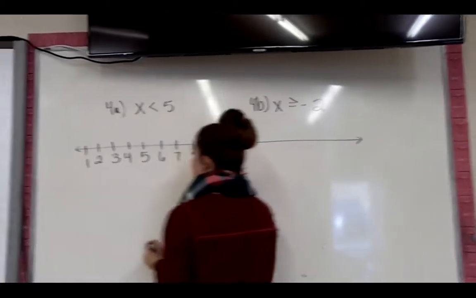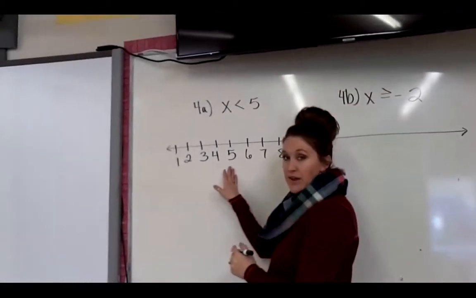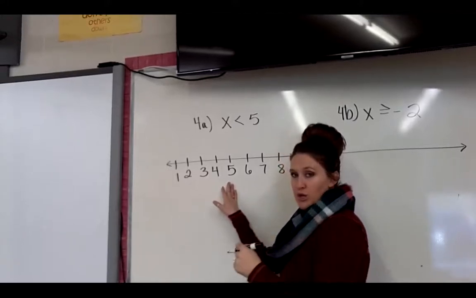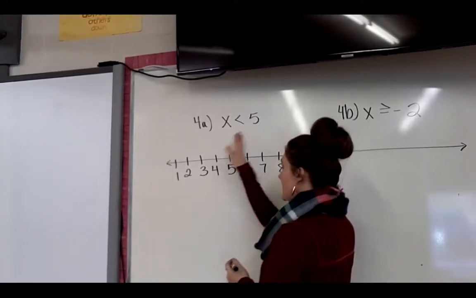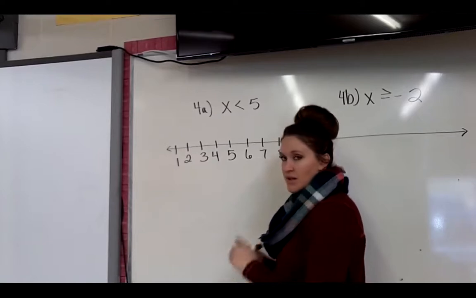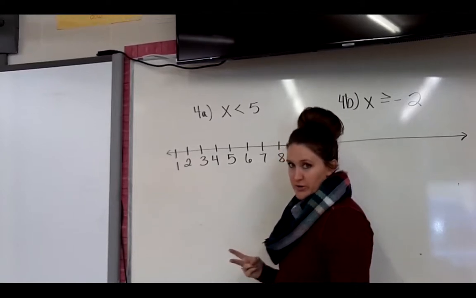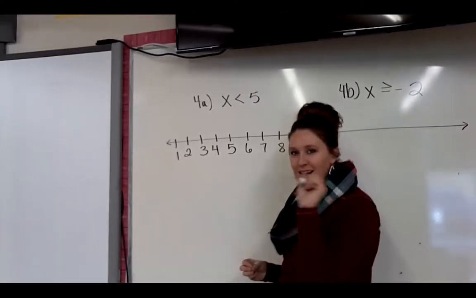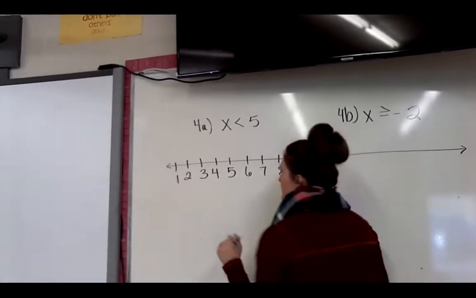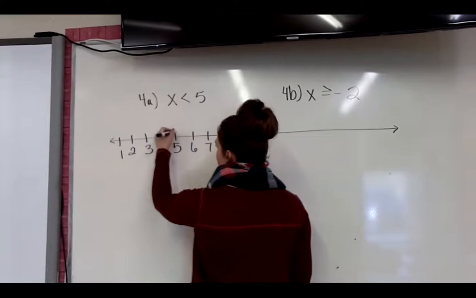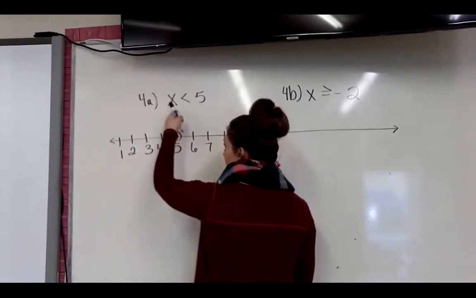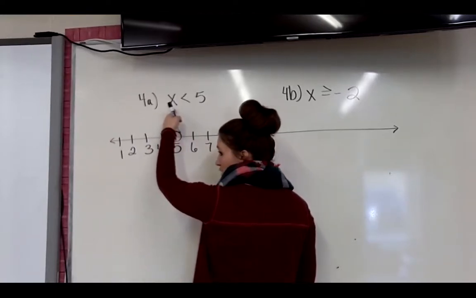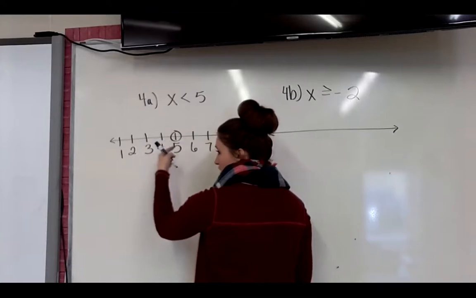Okay, so now we know our circle is at 5. We have to determine now if it's an open or a closed circle. So we have x is less than 5. Less than or greater than are open circles. Closed circles are when it has the or equal to sign underneath it. So since it's just less than 5, it's also open because that means it cannot be 5. It can only be smaller. So it's open because that's not included.